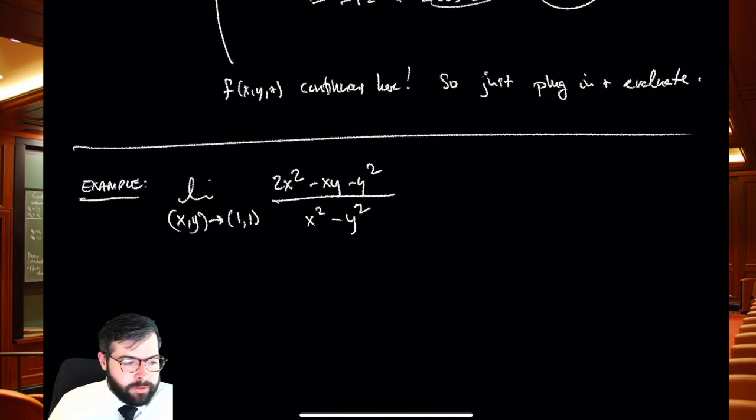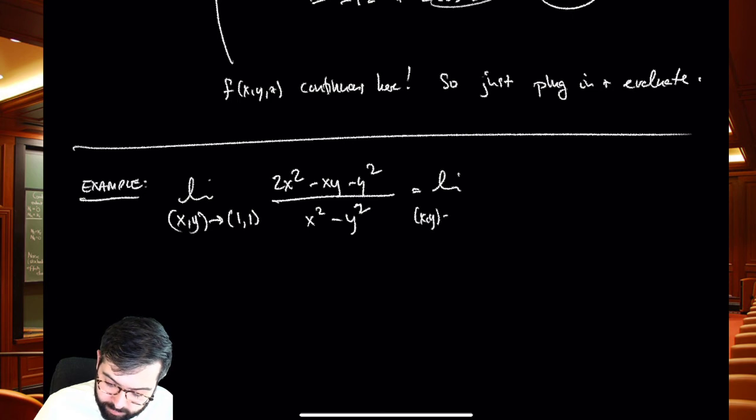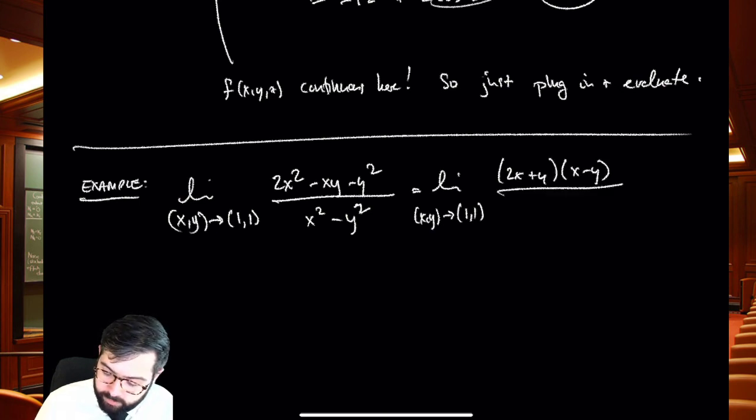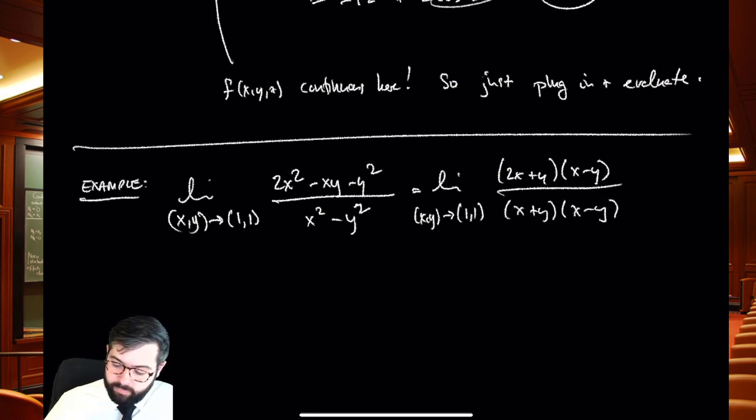It's a rational function. So the ideal situation would be that this is a removable discontinuity, right? So hopefully I can factor this thing and make it happen. So let's give that a shot. If I try factoring the top, luckily these things don't look too terrible. So this would be the limit of (2x + y)(x − y) over (x + y)(x − y). And so fear not, that is a removable discontinuity, right? That's just a hole.